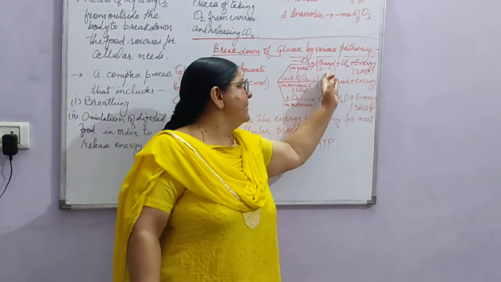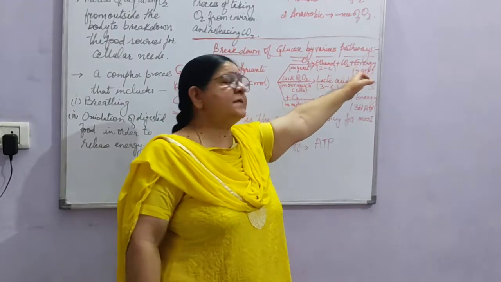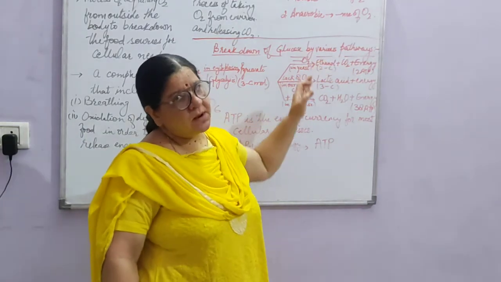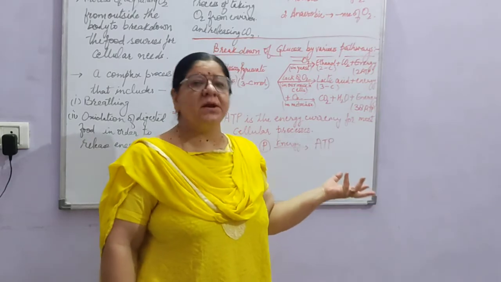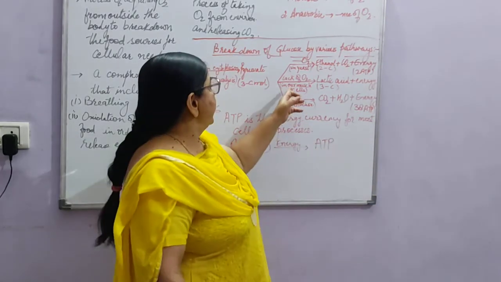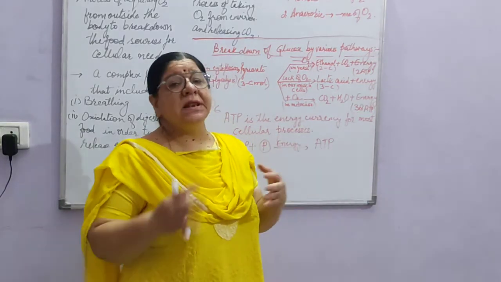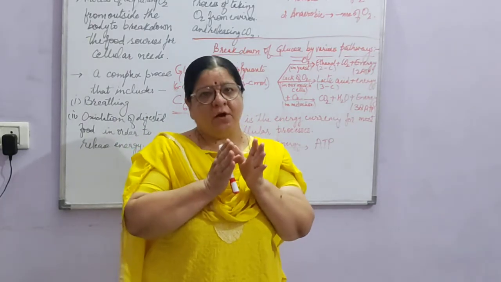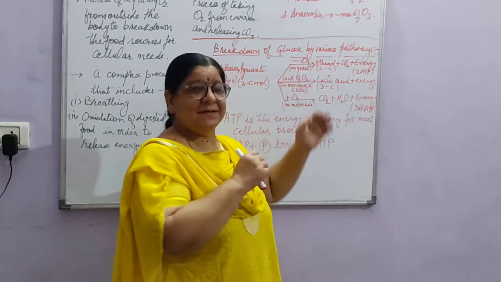So what will be formed? Ethanol plus carbon dioxide plus energy. Ethanol is a 2 carbon compound, right? And alcohol, that is ethanol, is formed. In case of lack of oxygen. Now, lack of oxygen means there is a limited supply of oxygen. It is not completely absent, as in our muscle cells.